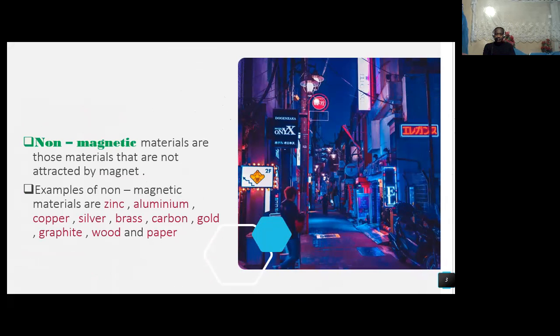Non-magnetic materials are those materials that are not attracted by a magnet. Examples, pupils, of non-magnetic materials are zinc, aluminium, copper, silver, brass, carbon, gold, graphite, wood, and paper.